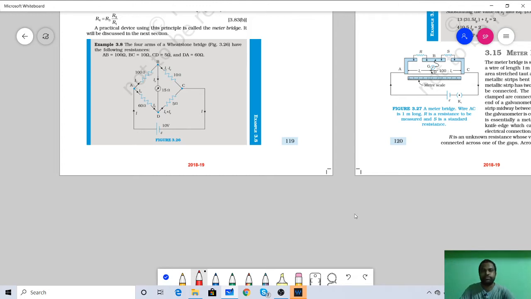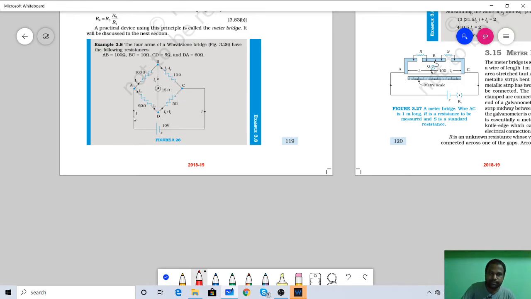Okay, so today we'll discuss the application of Kirchhoff's law. We'll use Kirchhoff's law and solve this example 3.8. Here you can see one 10-volt cell is connected to this Wheatstone bridge. There are four resistors here: 100 ohm, 10 ohm, 5 ohm and 60 ohm.